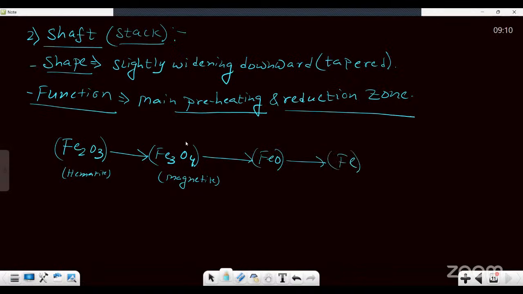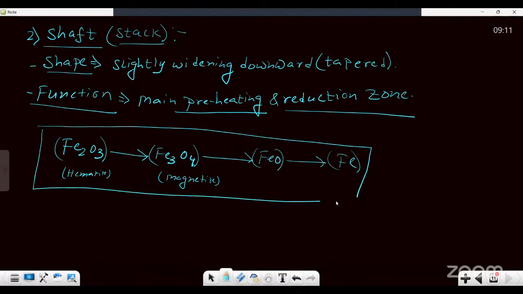If someone directly shows you that Fe2O3 is getting reduced to iron, it doesn't happen like that. It is not a direct reduction. There are steps. First, Fe2O3 is reduced to Fe3O4. Then Fe3O4 is reduced to FeO. And finally, FeO, the iron oxide, is reduced to iron. Most of these reduction reactions take place inside the shaft.